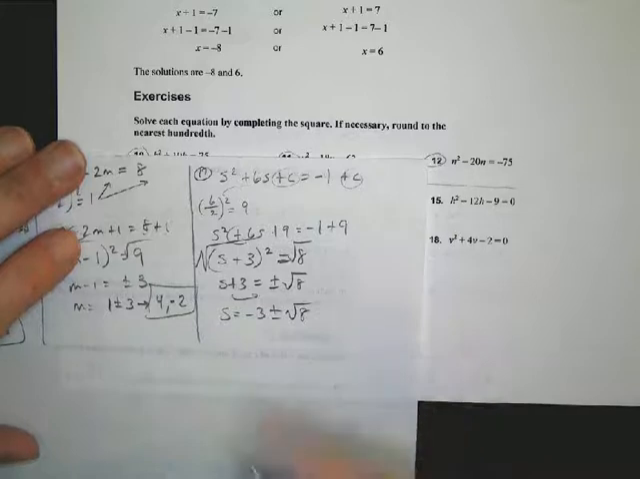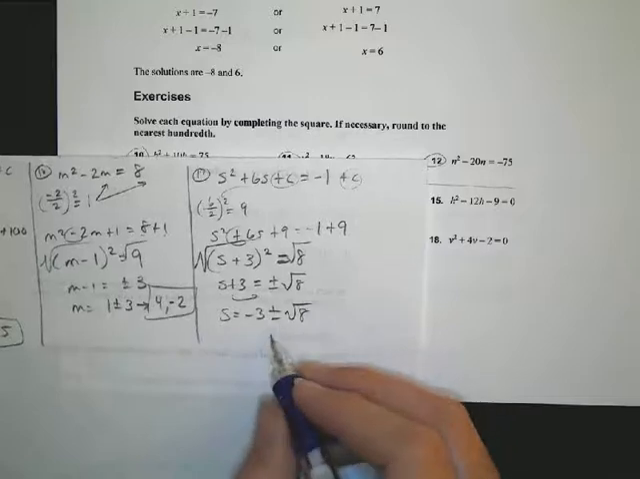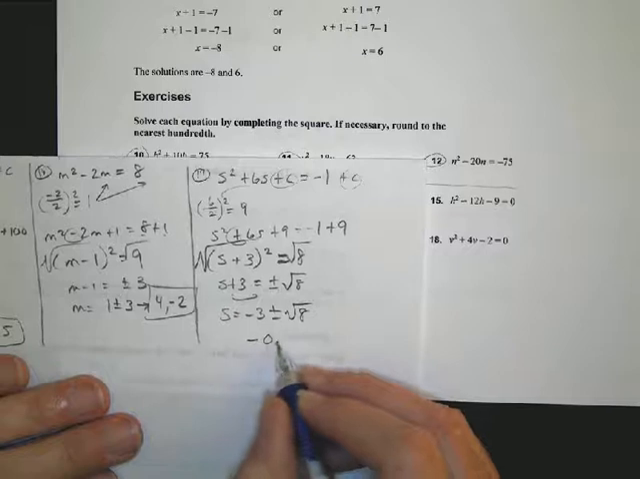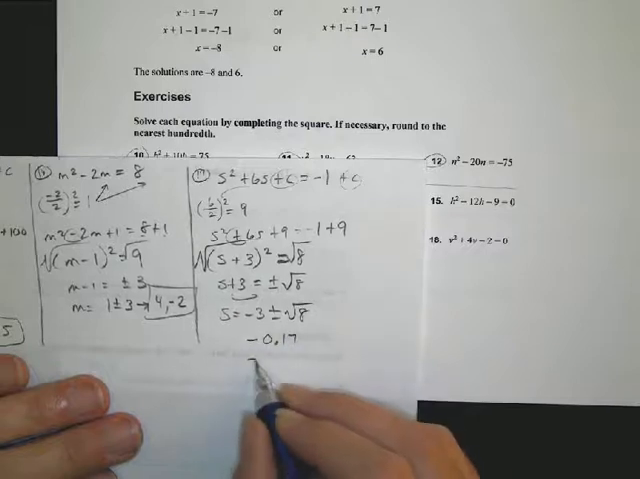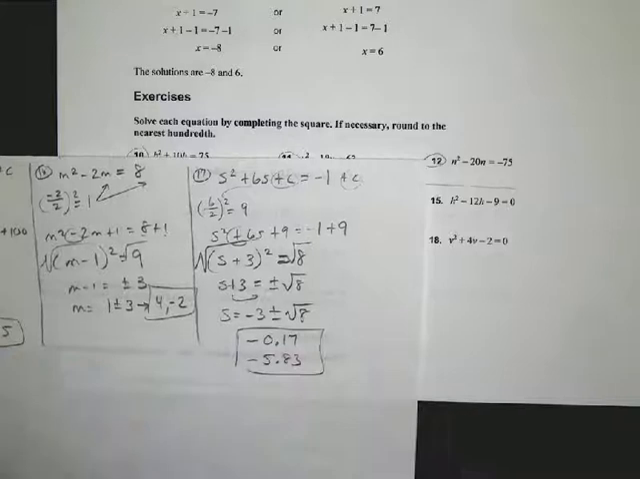So for this point here, you can use your calculator, that's how I did mine at least, and you'll do negative 3 plus the square root of 8 and negative 3 minus the square root of 8. In doing so, the answers that I came up with were negative 0.17 and negative 5.83. Kind of some crazy numbers, but that's what you get there.